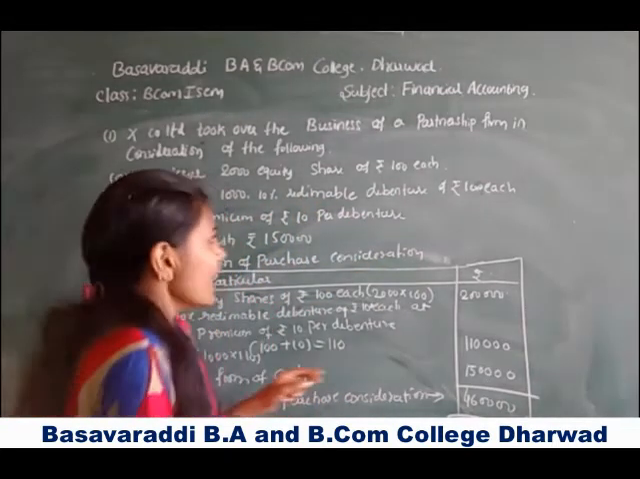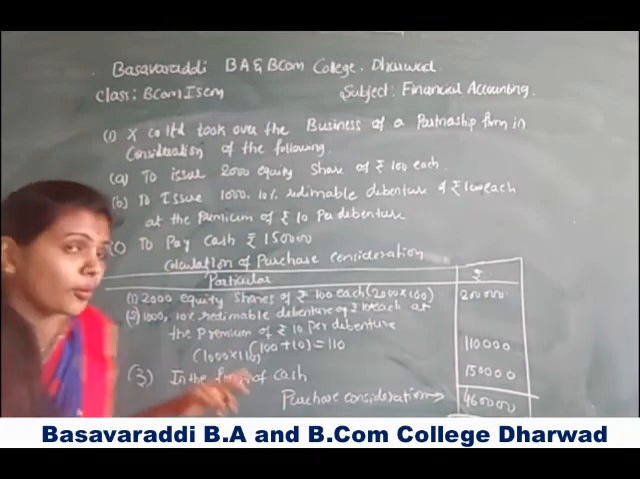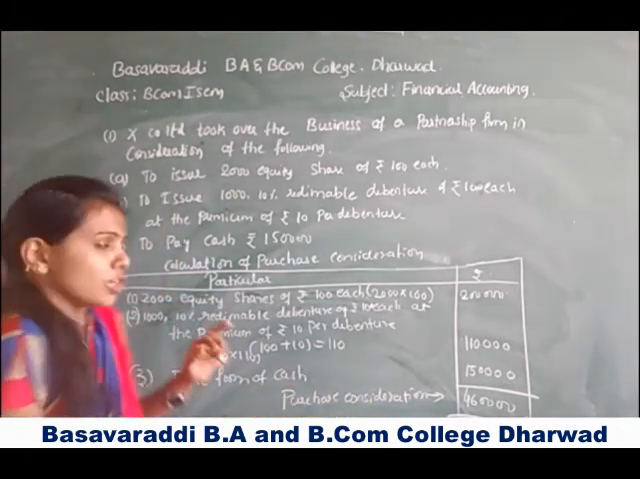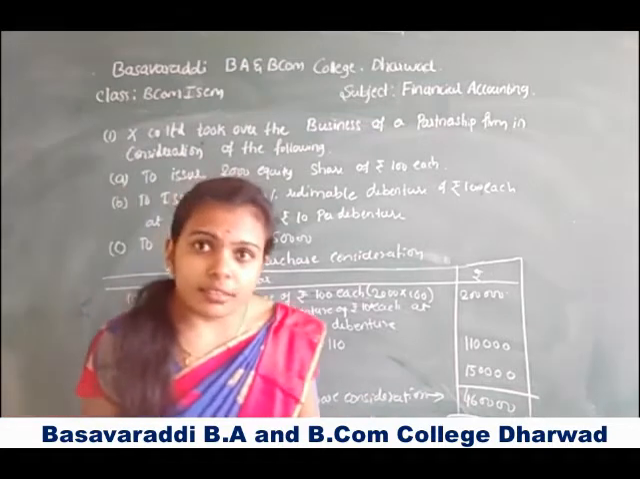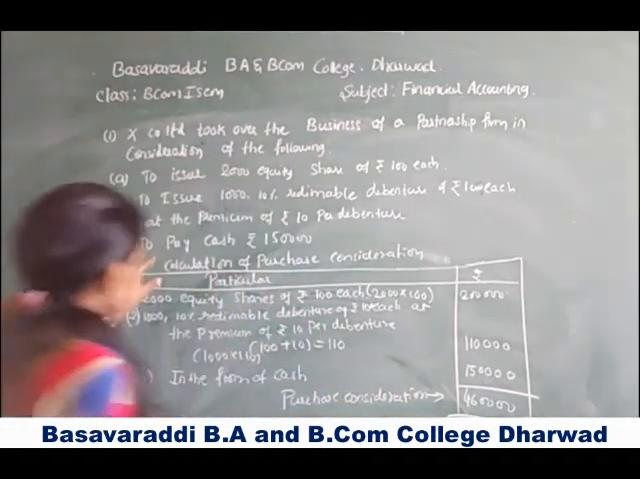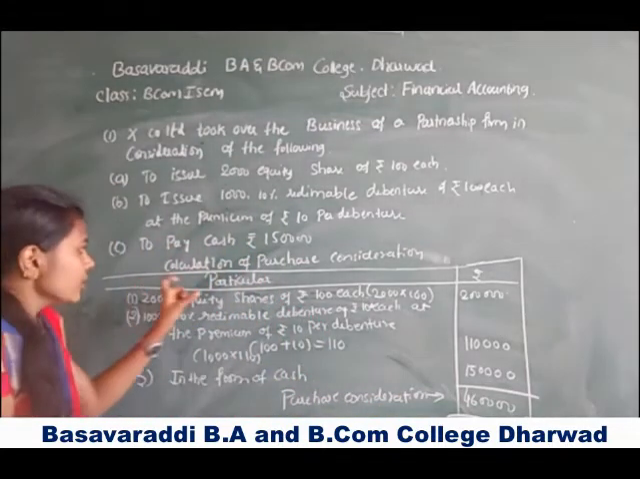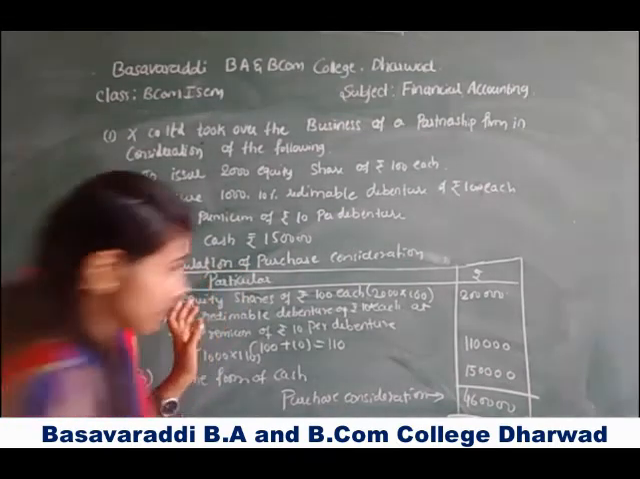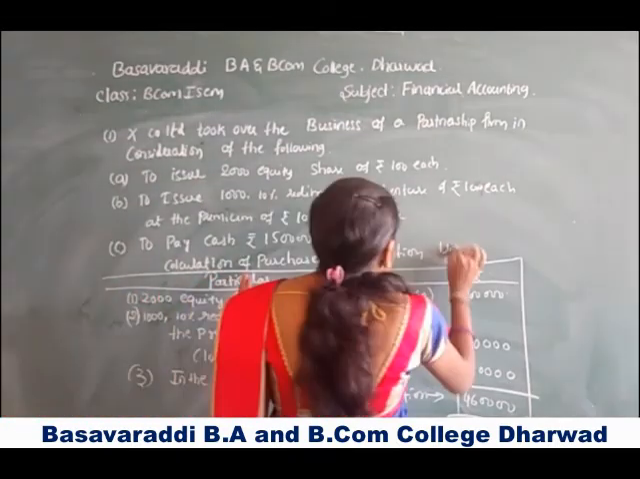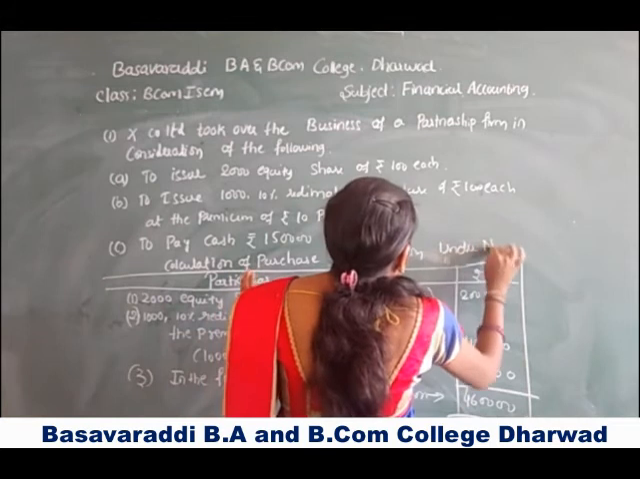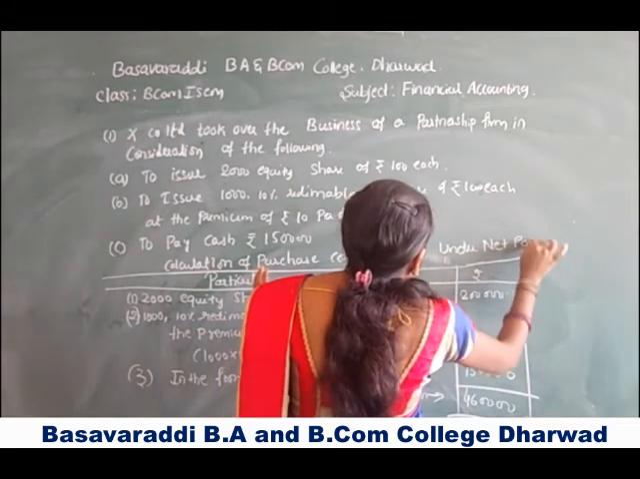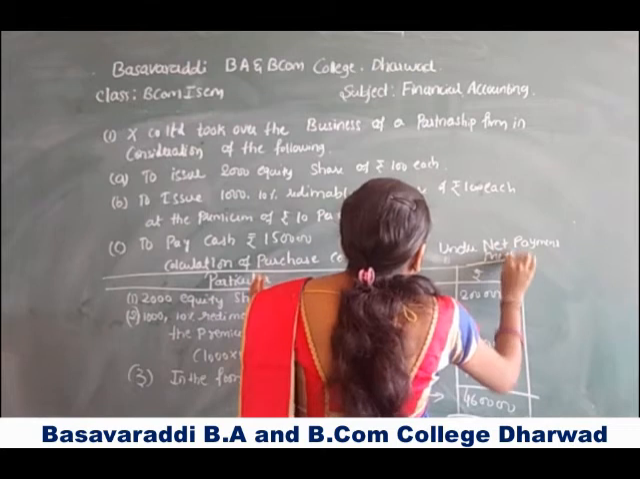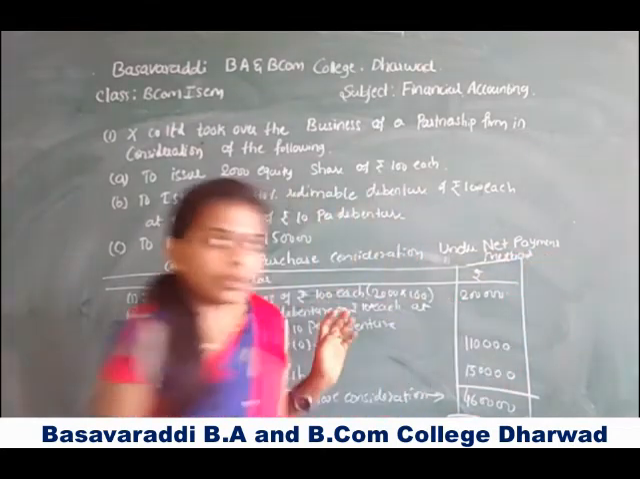Now, to issue 2,000 equity shares of rupees 100 each, to issue 1,000 10% redeemable debentures of rupees 100 each at a premium, and to pay cash rupees 1,50,000. The heading is now calculation of purchase consideration under net payment method.